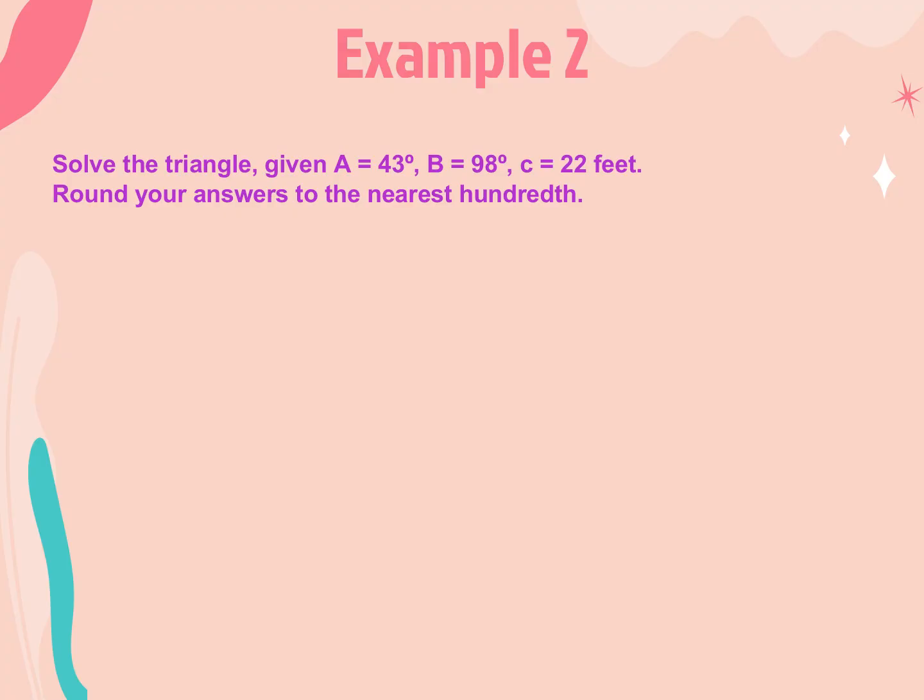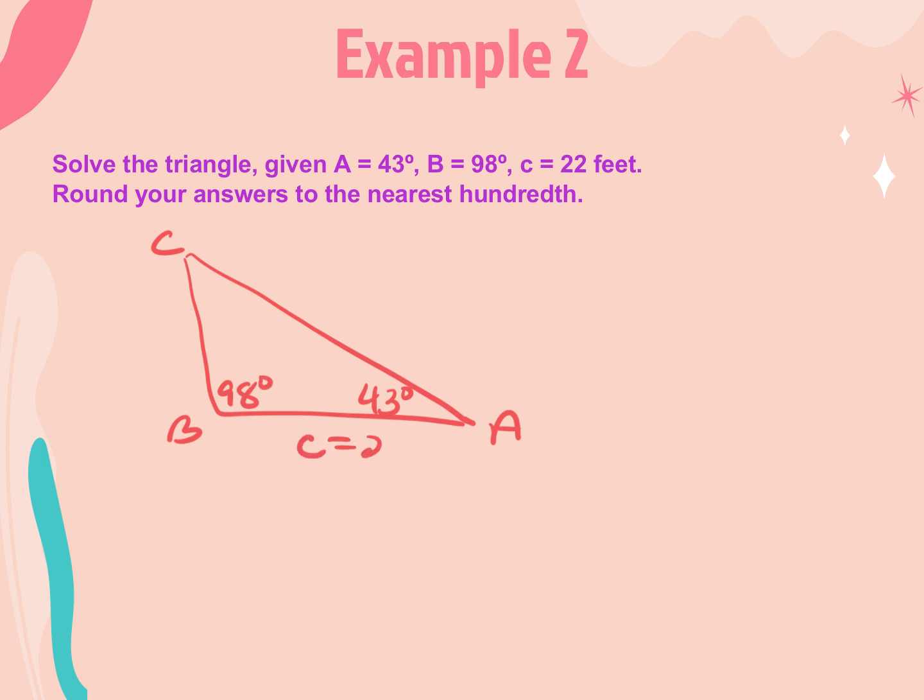Example 2. Again, solve the triangle. Let me go ahead and just draw a triangle here. Again, it doesn't matter how you draw it. C, B, A. They gave me angle A, it's 43. They gave me angle B, it's 98. And they gave me side length C, it's 22 feet. So remember, lowercase a is here, lowercase b is over here.